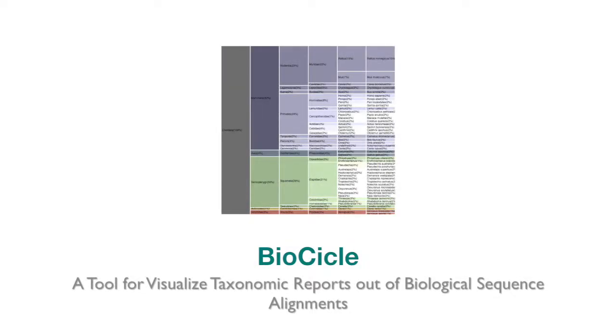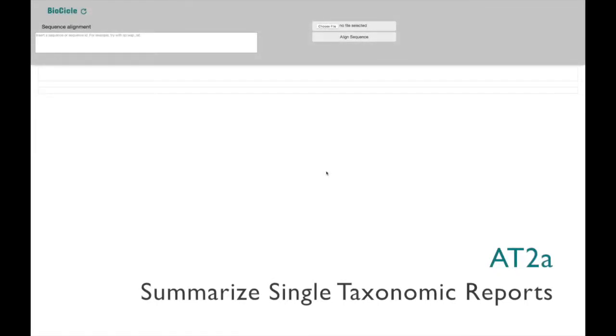We present BioCicle, a tool for visualized taxonomic reports out of biological sequence comparisons. BioCicle aims to help bioinformaticians understand taxonomic relationships between organisms by tackling two different analysis tasks. The first one summarizes taxonomic reports out of single query alignments, and the second one compares taxonomic reports out of multiple query alignments.